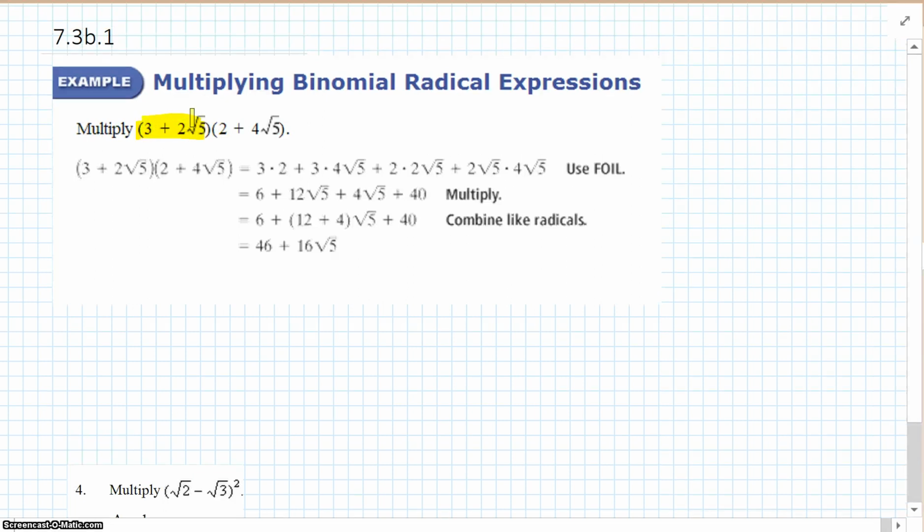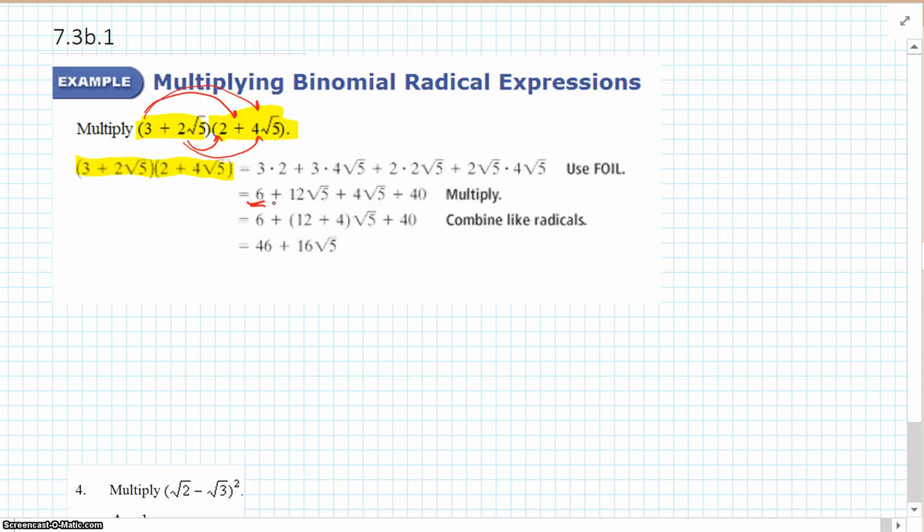Multiply 3 plus 2 times the square root of 5 times 2 plus 4 square root of 5. So, start with your 3. Let's just go through the book. 3 times 2 is 6. 3 times 4 square root of 5 is 12 square root of 5. 2 times square root of 5 would be 4 square root of 5. And 2 square root of 5 times 4 square root of 5 would become 8 square root of 25, which would become 40.